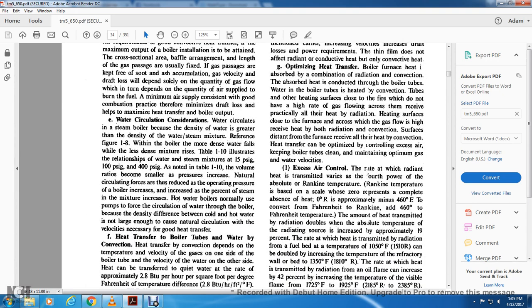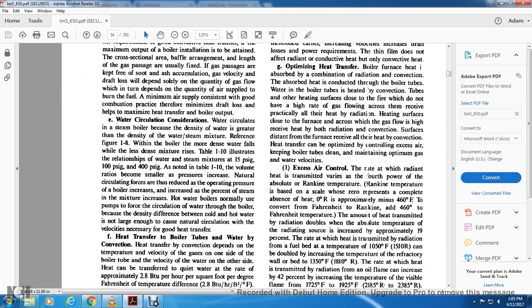G. Optimizing heat transfer. Boiler furnace heat is absorbed by a combination of radiation and convection, and the absorbed heat is conducted through the boiler tubes. Water in the boiler tubes is heated by convection. The tube heating surfaces close to the fire have a higher rate of heat transfer than those of the gas flowing across the receiver.